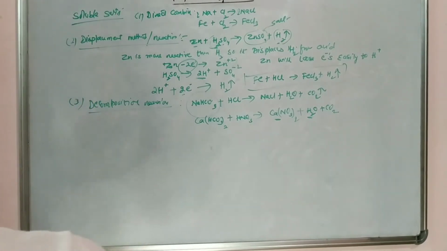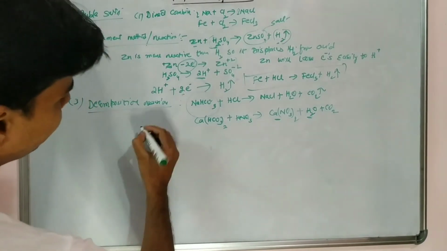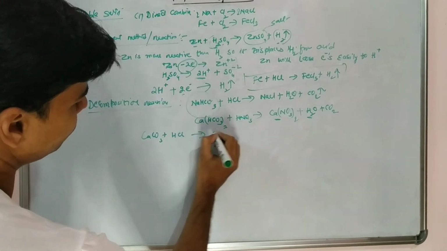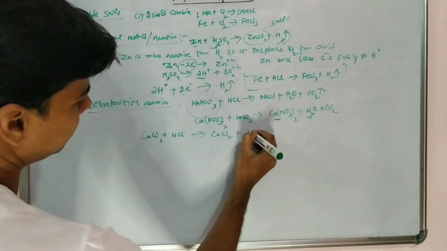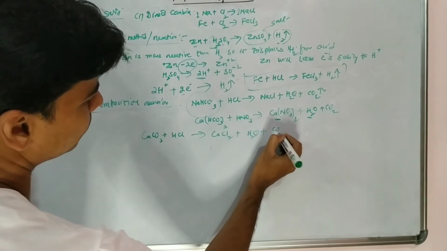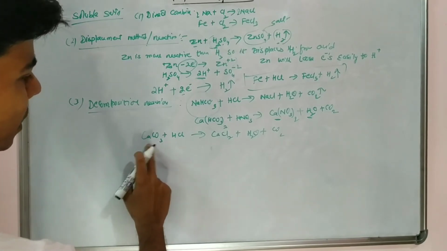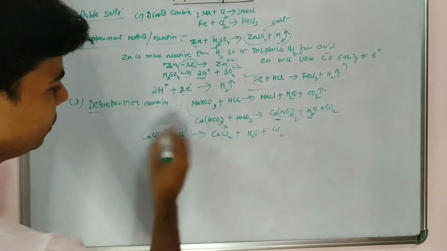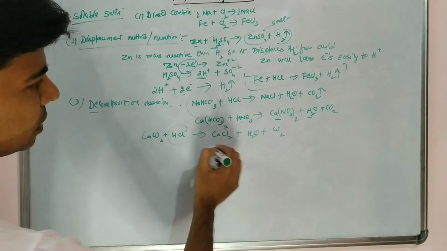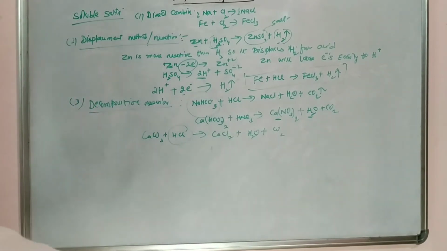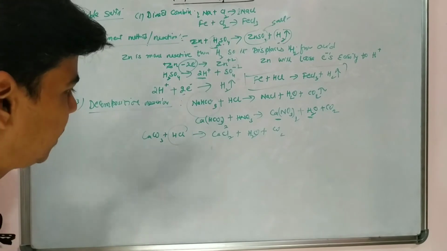Now let's look at the decomposition of carbonates. Carbonates like calcium carbonate will react with HCl, giving you calcium chloride plus water plus CO2. This is also a decomposition reaction wherein calcium carbonate is decomposed by dilute acid, giving you calcium chloride, water and carbon dioxide gas. Now let's look into decomposition of chlorides and decomposition of nitrates.